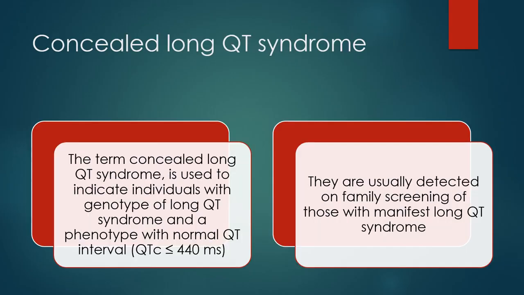The term concealed long QT syndrome is used to indicate individuals with genotype of long QT syndrome and a phenotype with normal QT interval. They are usually detected on family screening of those with manifest long QT syndrome.